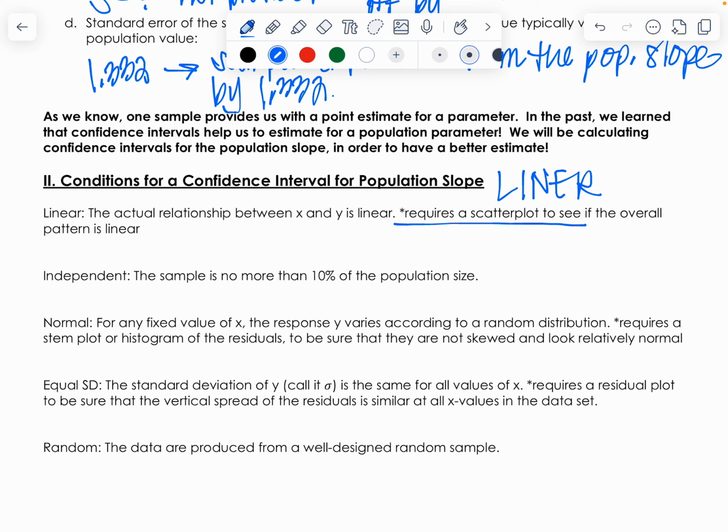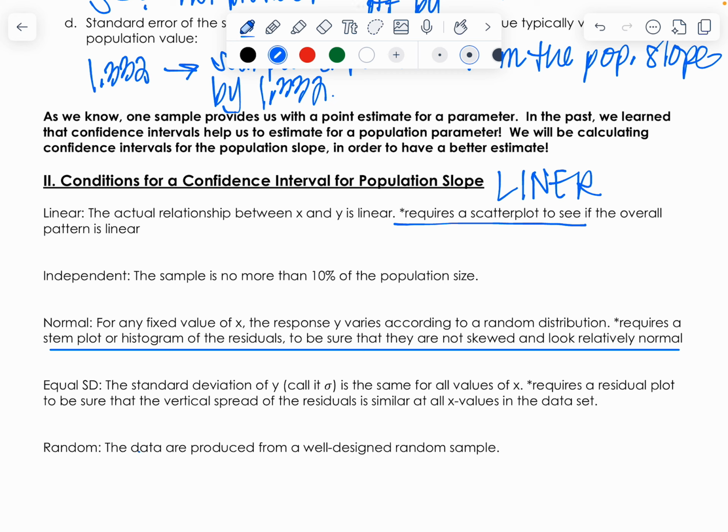The third is normal. For any fixed value of X, the response variable Y varies according to a random distribution. What does that mean? It means that we have to have a stem plot or a histogram of the residuals to be sure that they are not skewed and that they look relatively normal. So to check off normal, in this case, we need either a histogram or stem plot of the residuals. That's really important.